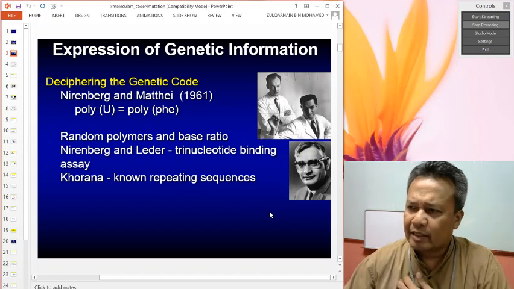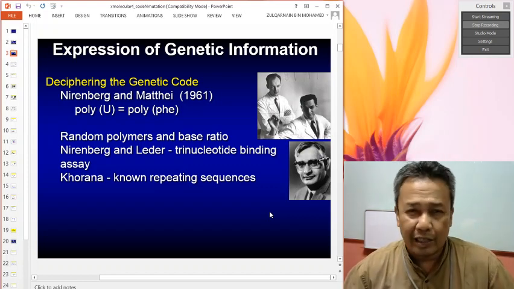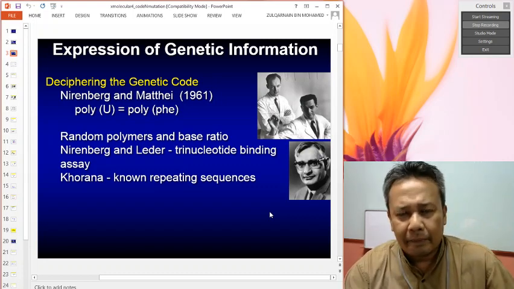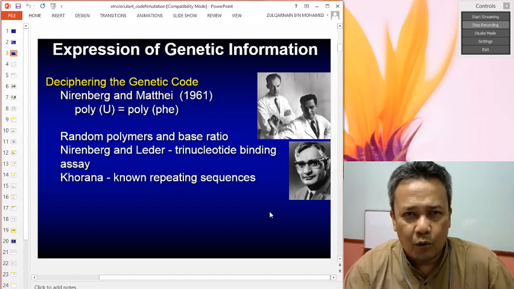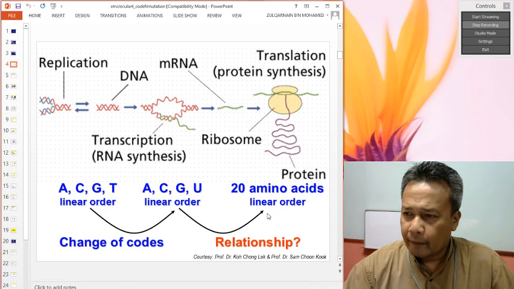So these are just titles. I will not go into this. If I have time, I probably will. But these are some of the experiments that were done to understand how the DNA codes for amino acids. You know, this is deciphering the genetic code.